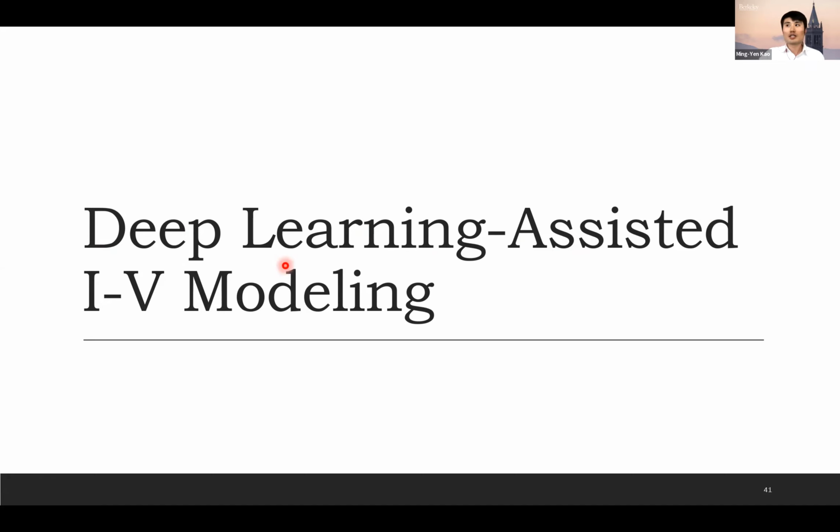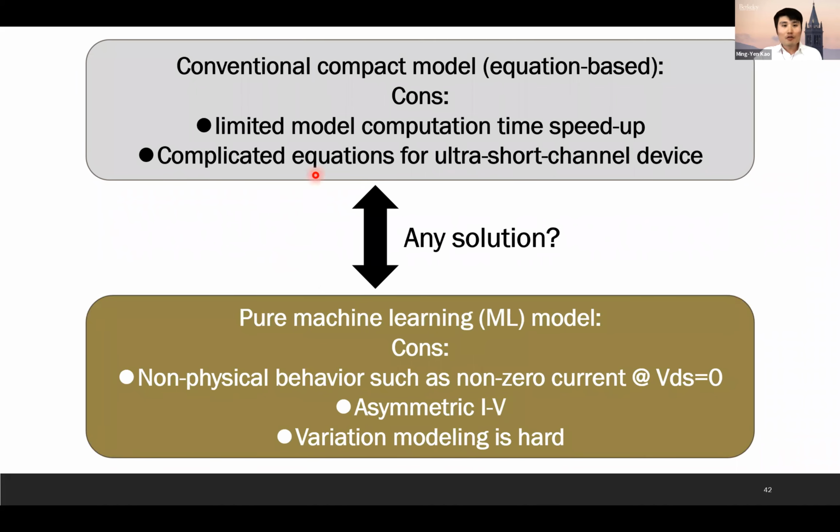We are not using the full, complete equation-based model like BSIM anymore. We can use some kind of hybrid of deep learning and the physics model in the future, and that could speed up the SPICE simulation time. I suppose it could speed up by an order of magnitude, and I'll talk about it in more detail in the following slides. And for the conventional compact model, that's BSIM.